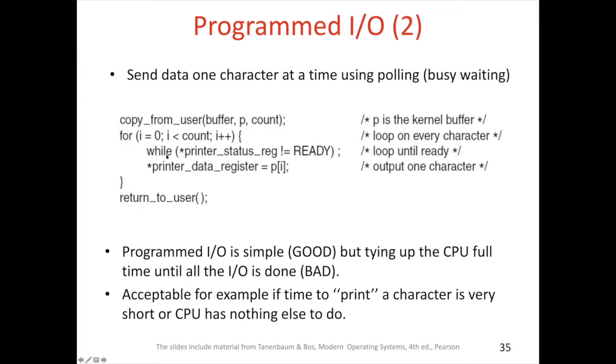Then we have a while loop here: while the content of the printer status register is not equal to ready, it is waiting in this step. Loop until ready. Then the content of the printer data register is set as p[i], output 1 character. Then return to user. Programmed input-output is simple, this is good, but it ties up the CPU full-time until all the input-output is done. This is bad.